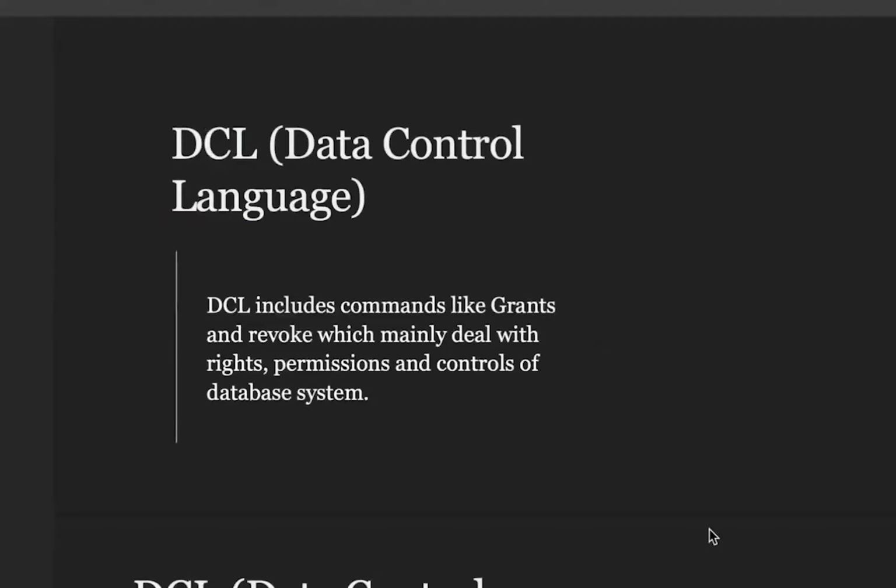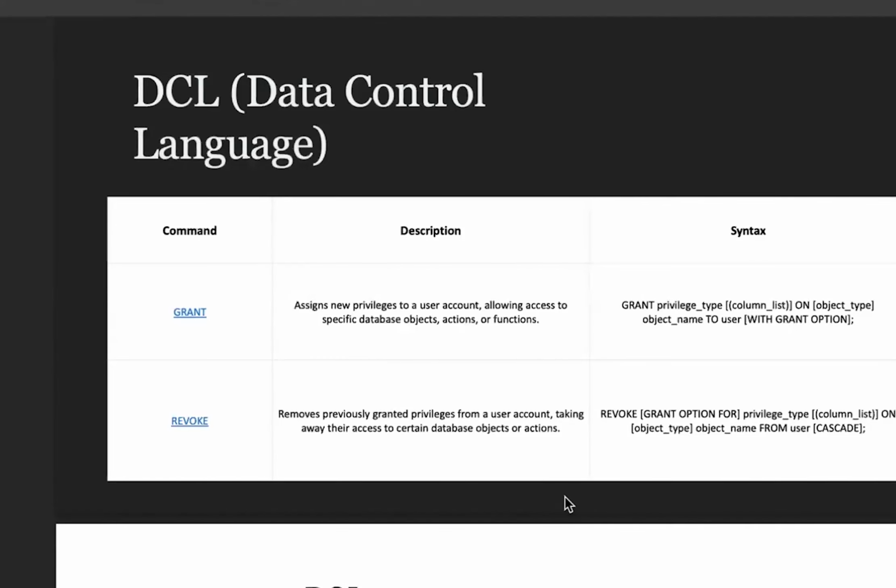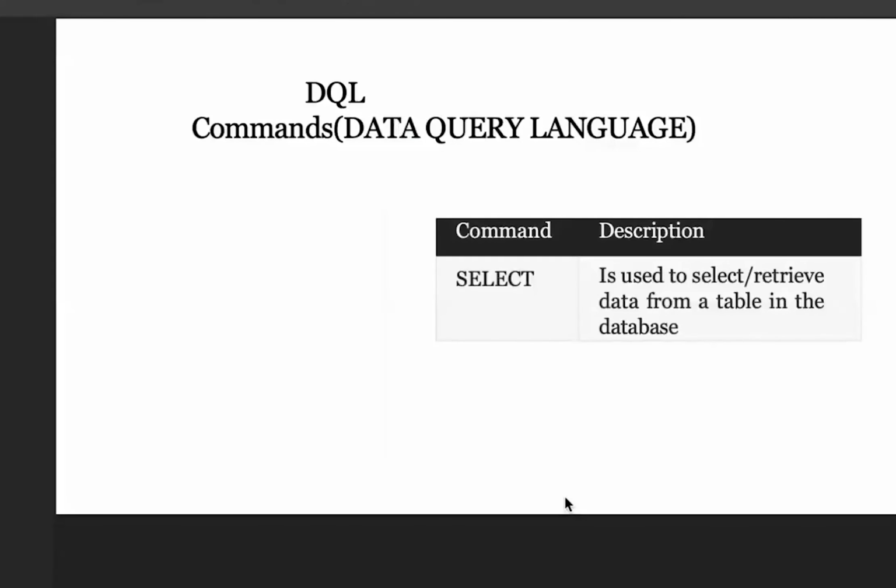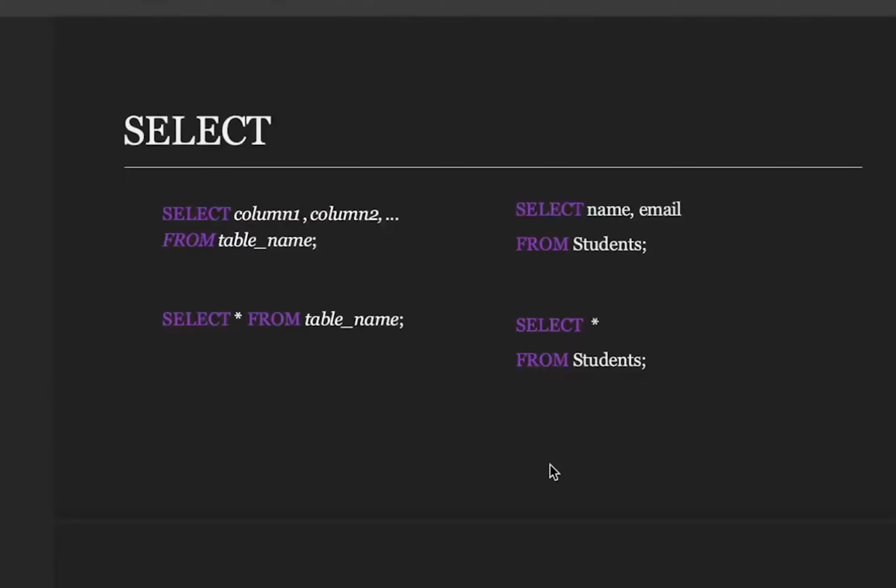And we have data control language. DCL includes commands like GRANT and REVOKE, which mainly deal with rights, permissions, and control of the database. And we have data query language. This is very important. We use it basically to query the database. An example command here is SELECT. We use that very, very well. It's used to select, retrieve data from a table in the database. We actually use select as time goes on.